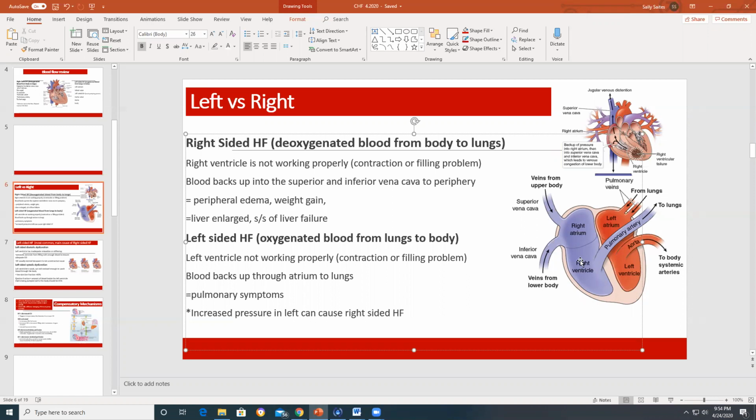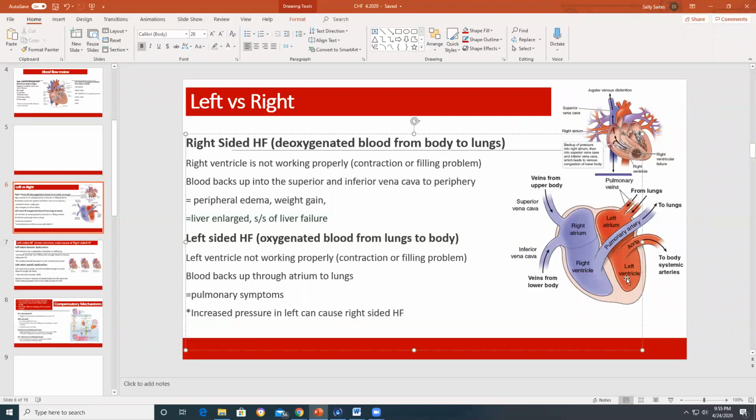So either in the right ventricle with right-sided, there's either a contraction or a filling problem. But either way, what happens is blood can back up into the superior vena cava or the inferior vena cava to our periphery. So we get peripheral edema, weight gain. We can also get an enlarged liver because remember our portal venous system is right here from our inferior vena cava. So we can get an enlarged liver, and then the patient can have signs and symptoms of liver failure.